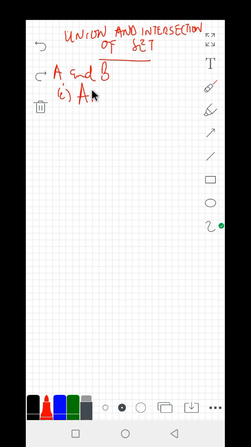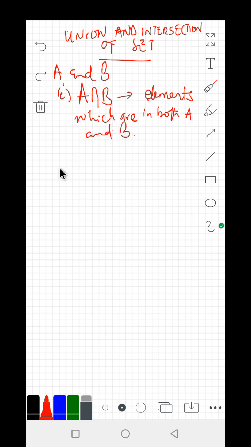A intersection B, this is the sign for intersection, simply means that we are looking at the intersection of A and B, and it contains elements which are in both A and B. Okay.